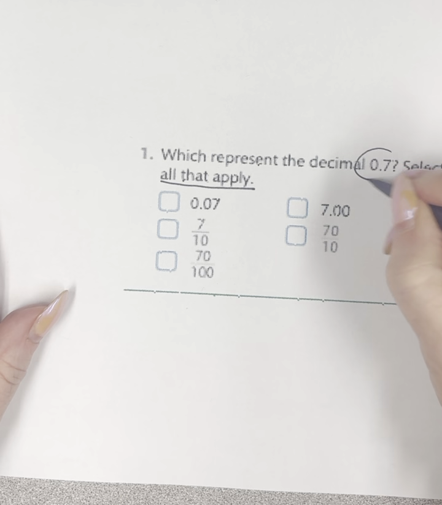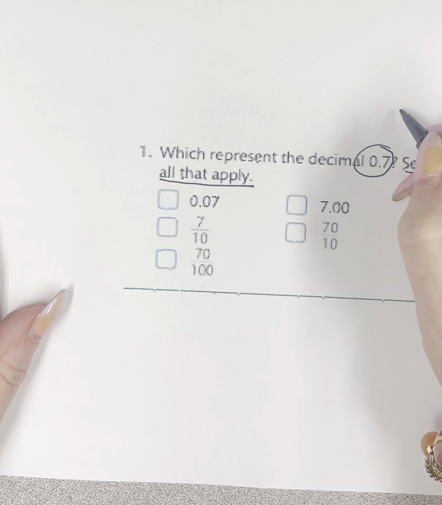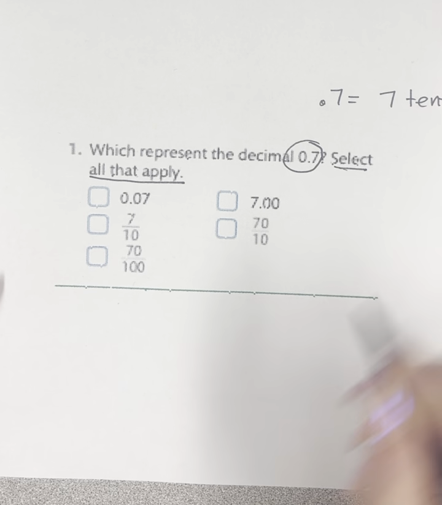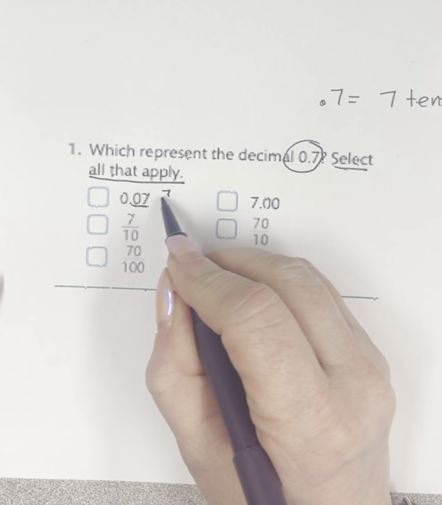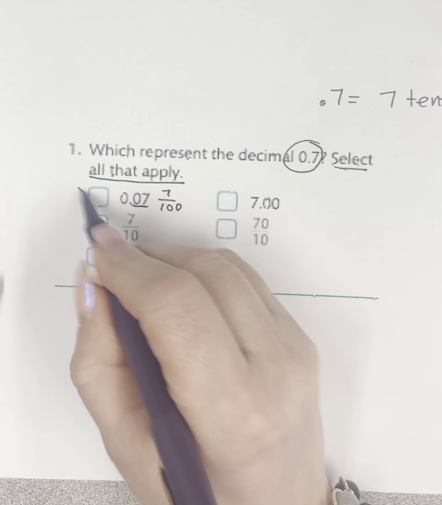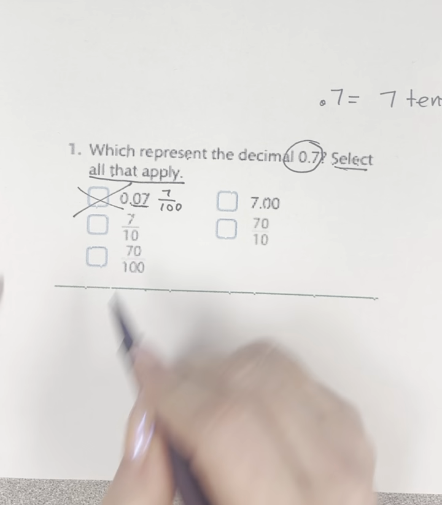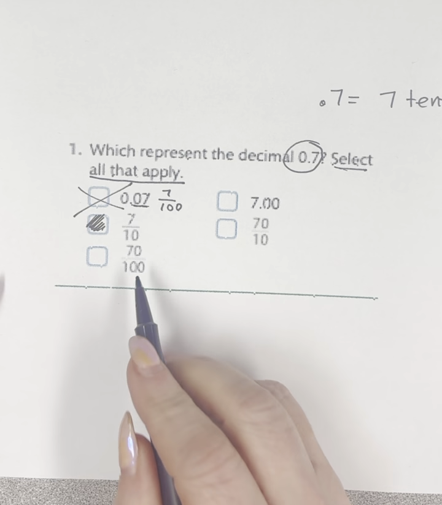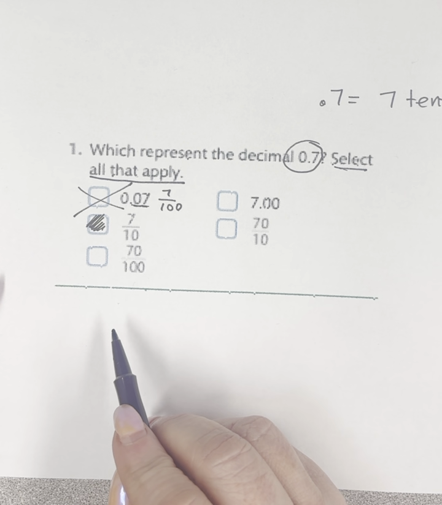So I have to think of what is equal to 0.7. Well, 0.7 is also equal to 7/10. So I know 0.07, that has two places, so that's actually 7/100. So that is incorrect. 7/10 can also be represented in fraction form, so I would color that one in. 70 divided by 100, or 70 hundredths. That's an interesting one, okay?